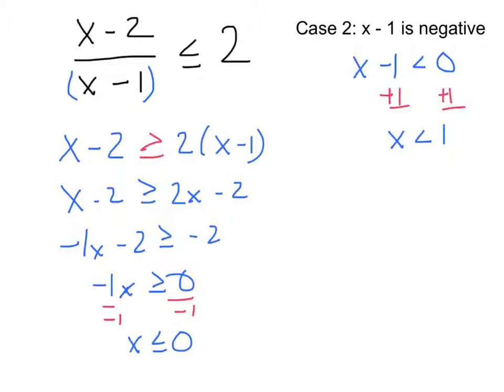So while both of these are true, x has to be less than 1 and x has to be less than or equal to 0. To ensure that we fulfill both, we're going to want the results to all be less than or equal to 0. So the outcome of this entire investigation of the case where x minus 1 is negative is that x is less than or equal to 0. In the first case we had x is greater than 1, and in this case we have x is less than or equal to 0.